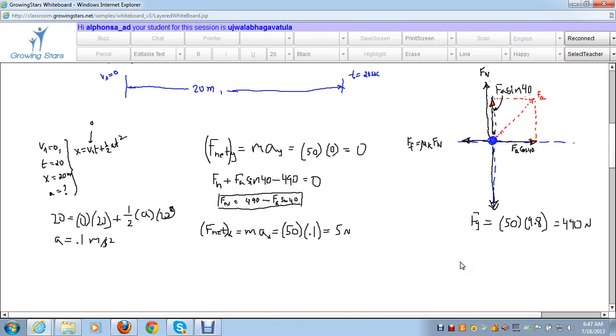FA cos 40 minus mu k times Fn. Mu k is given in the question, 0.2. Okay. Bracket. Fn should be 490 minus FA sin 40.